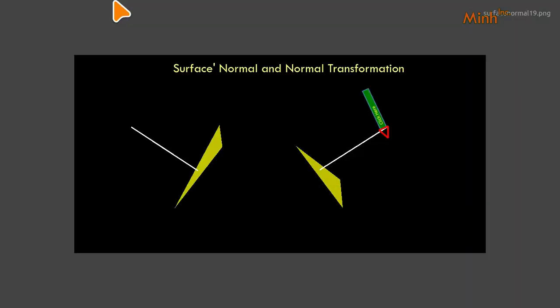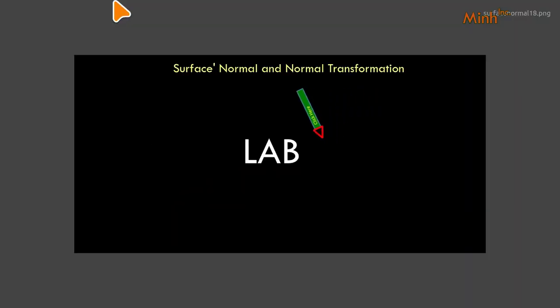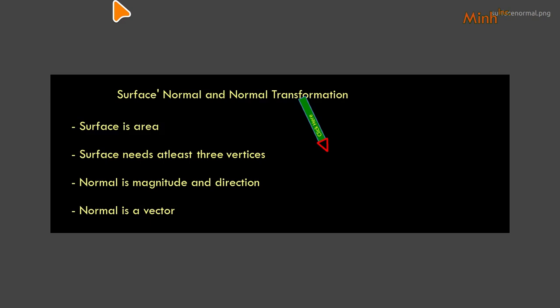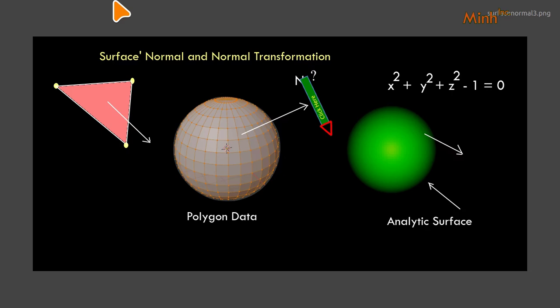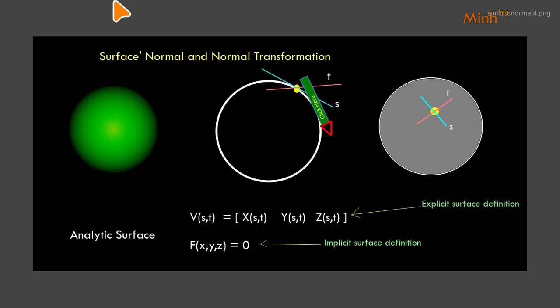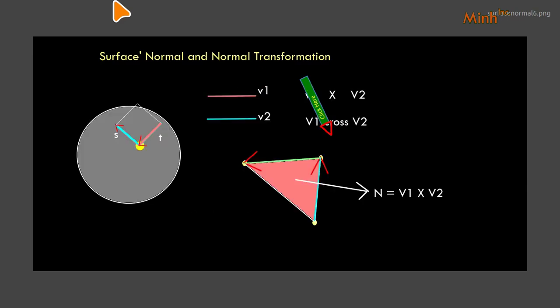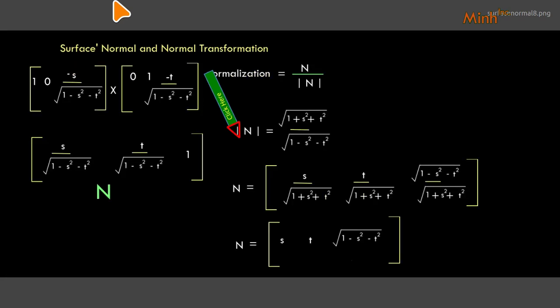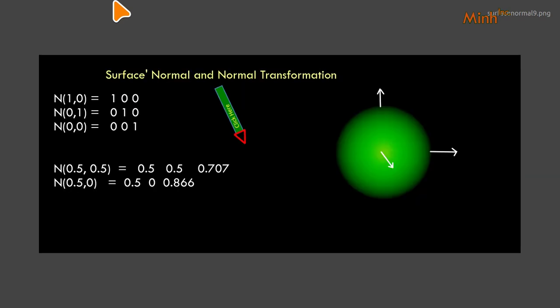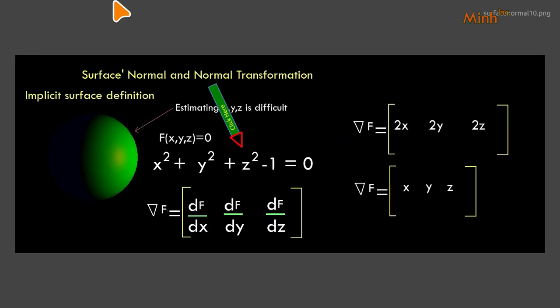Quickly, I'll just recap what we have covered. We started with the surface and normal, and how we calculate the normal for an analytical surface. We calculated the normal by first calculating the tangents, which give us a plane, and then taking the cross product to get the normal. It can be done in an explicit way, where we don't need the z coordinate, or an implicit way, where we have to find the gradients.